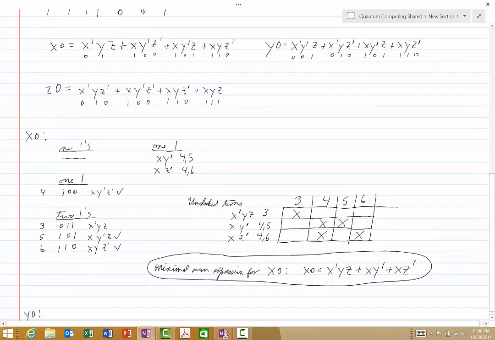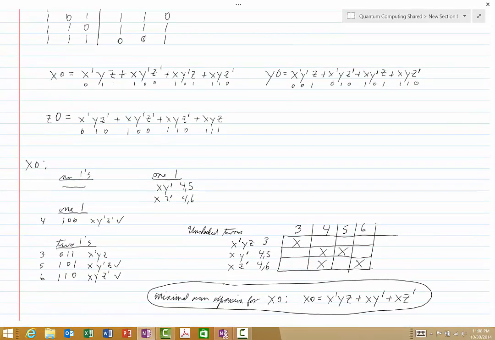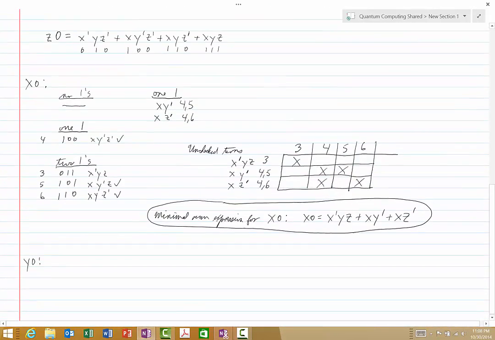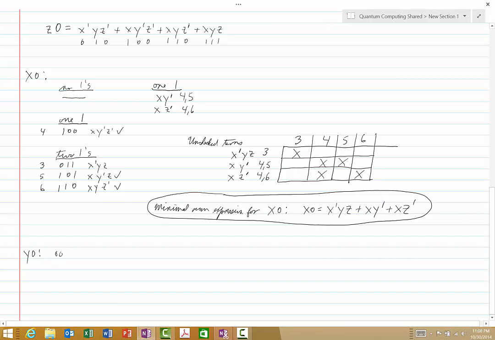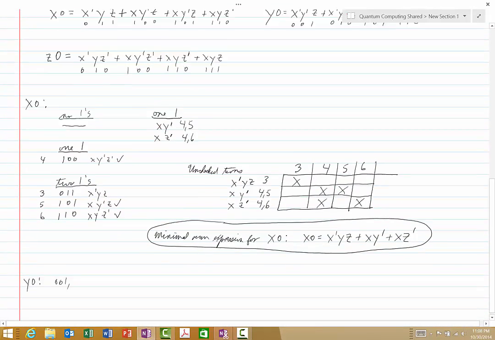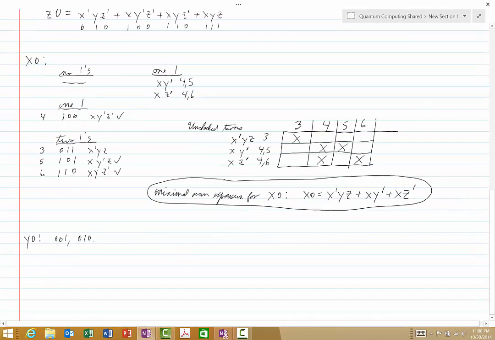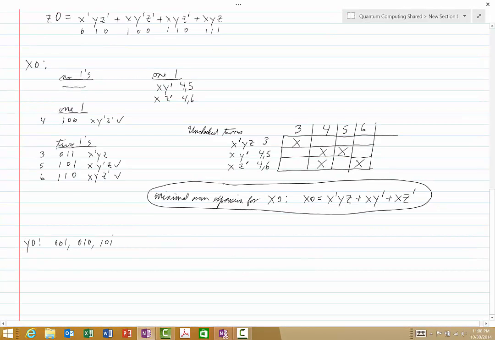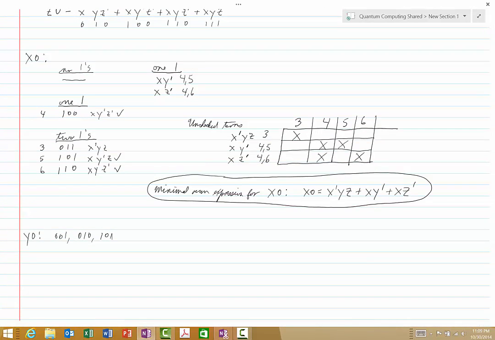For YO, the terms that we have, you can see up here, are 001, 010, 101, and 110. I think I'll go ahead and transfer that down here. So 001, 010, 101, and 110, which in decimal form will be 1, 2, 5, and 6.